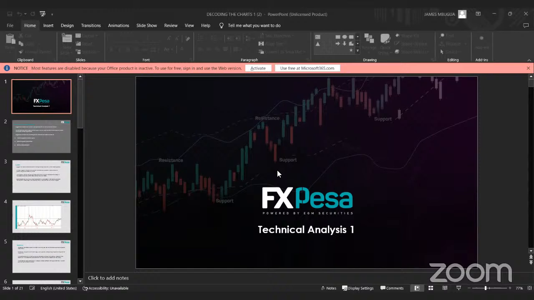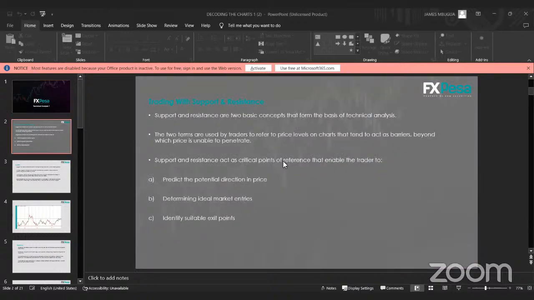That is, the market discounts everything, and price moves in trends and counter trends. We want to know how to trade the three tradable movements in the market, that is downtrend, uptrend and sideways. So we're going to learn about trading with support and resistance.